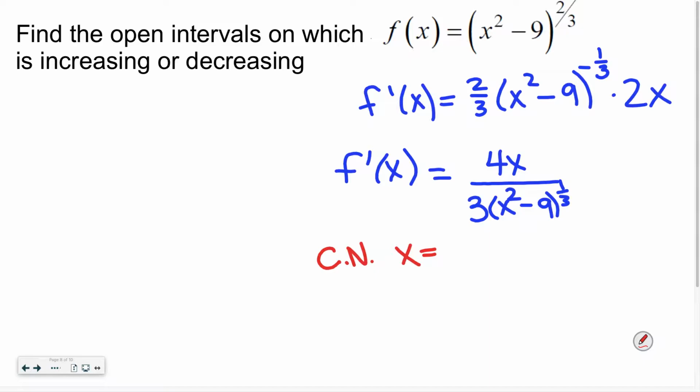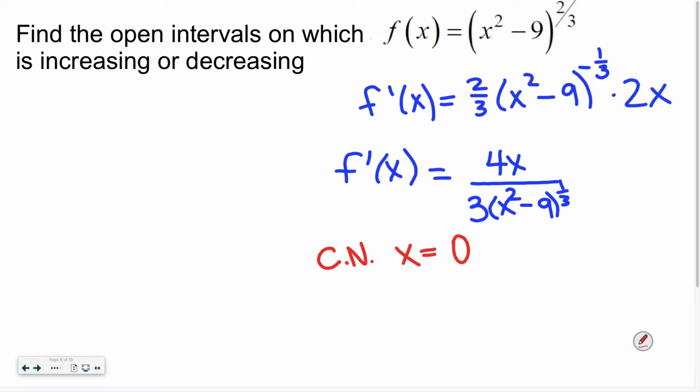Where is our derivative equal to 0? If we set the numerator equal to 0, 4x equals 0 means x is 0. Okay.